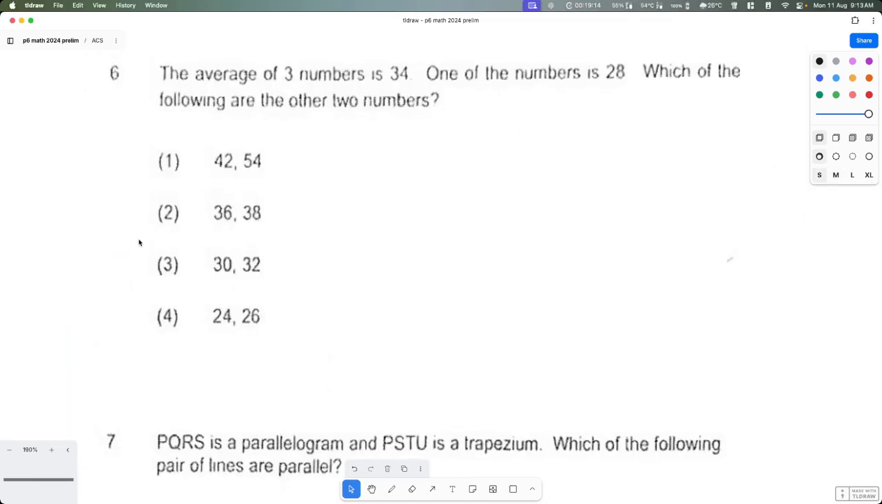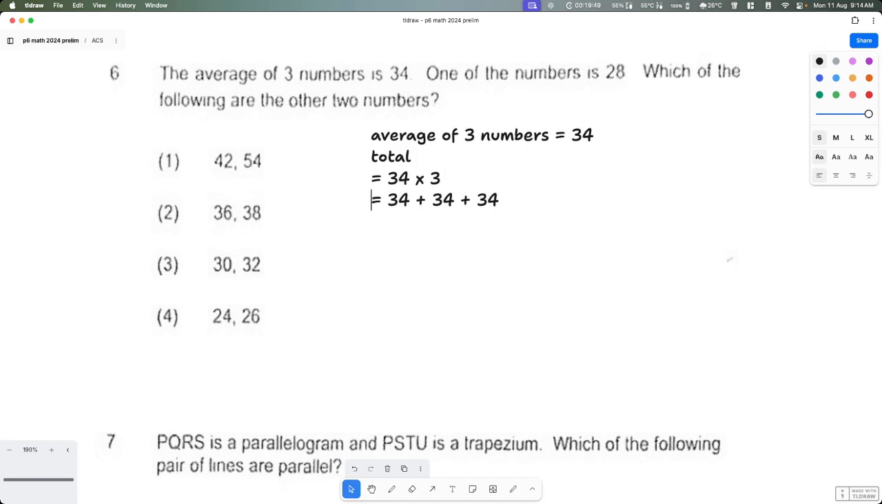All right, let's move on to question number 6. The average of three numbers is 34. One of the numbers is 28. Which of the following are the other two numbers? We know that the average of three numbers is equal to 34, so we can get a total, which is 34 times 3. I'm going to be a bit more manual: 34 plus 34 plus 34. The answer should be 102, but I just want to double confirm this. So this is 68 plus 34, and this is 102.